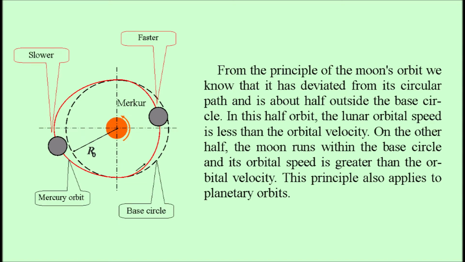From the principle of the Moon's orbit we know that it has deviated from its circular path and is about half outside the base circle. In this half-orbit, the lunar orbital speed is less than the orbital velocity. On the other half, the Moon runs within the base circle and its orbital speed is greater than the orbital velocity. This principle also applies to planetary orbits.